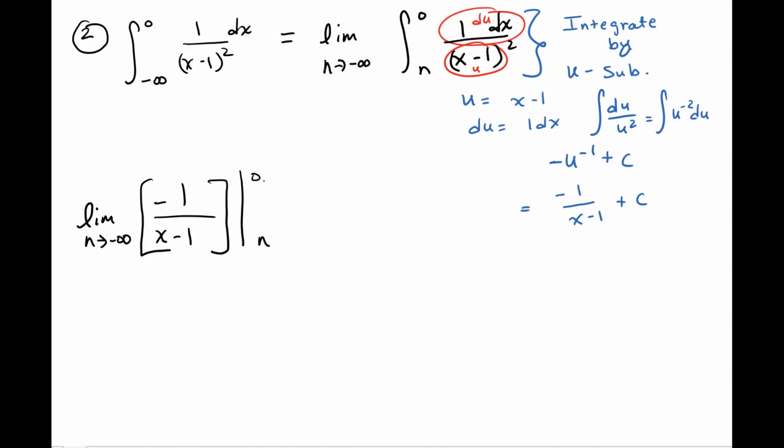We take a look at this, and we're going to see, okay, what does this look like? This is negative 1 over n minus 1, minus negative 1 over 0 minus 1. And remember, we cannot forget the limit, and it looks like I did, but it was for a reason, I think. I'd like to think anyways.